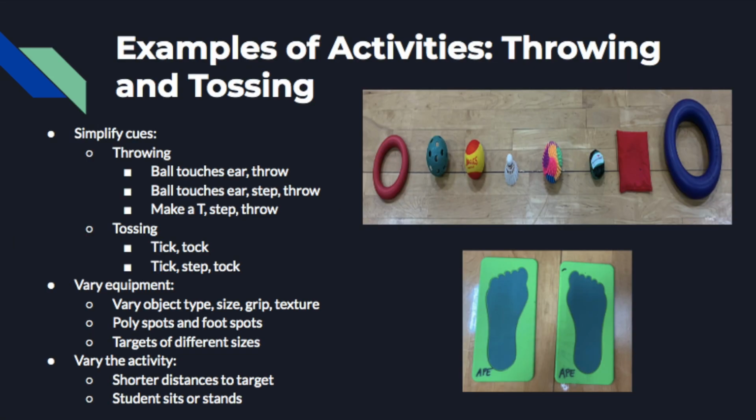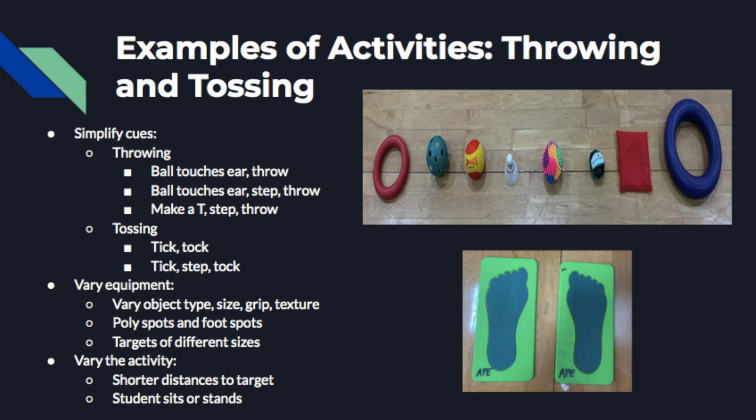We're now going to talk about modification examples for throwing and tossing activities. To assist students in understanding how to perform the skills, you can modify and simplify the cue words. A student working on the more basic cues for throwing can focus on touching the ball to their throwing hand, side, ear, and then extending their arm forward.